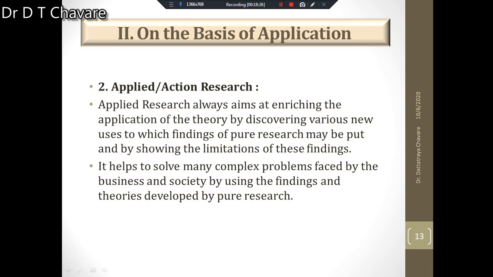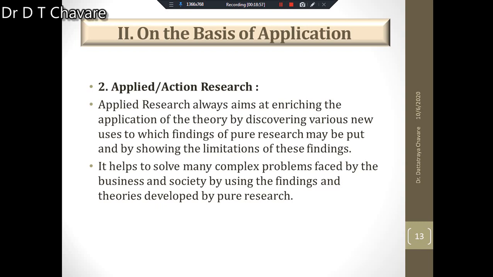Okay? Then the second type of research is applied research or action research. Applied research always aims at enriching the applications of the theory. Don't forget it. Applied research always aims at enriching the application of the theory by discovering various new uses to which findings of the pure research may be put and by showing the limitations of these findings.